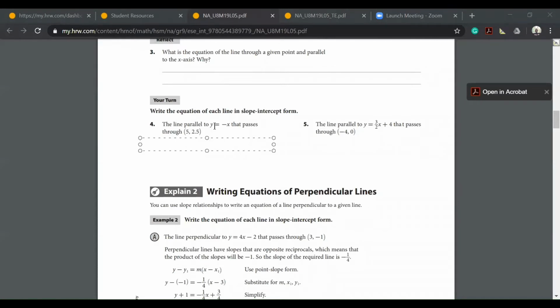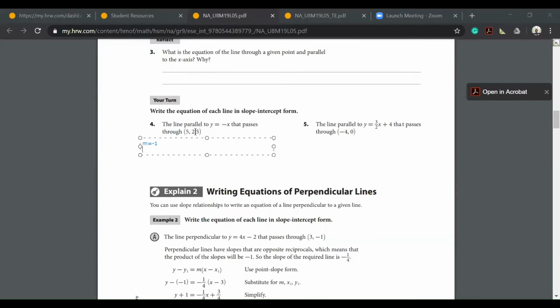The line is parallel to y equal to negative x. When you read the word parallel, you can get the slope right away. You will search where the slope is here. It's negative 1, which is the number beside x, so m is negative 1. And then I'm going to use this point to find the slope-intercept form. You can either use the point-slope form or the slope-intercept form. Both of them will give you the same answer. I prefer to use the slope-intercept form.